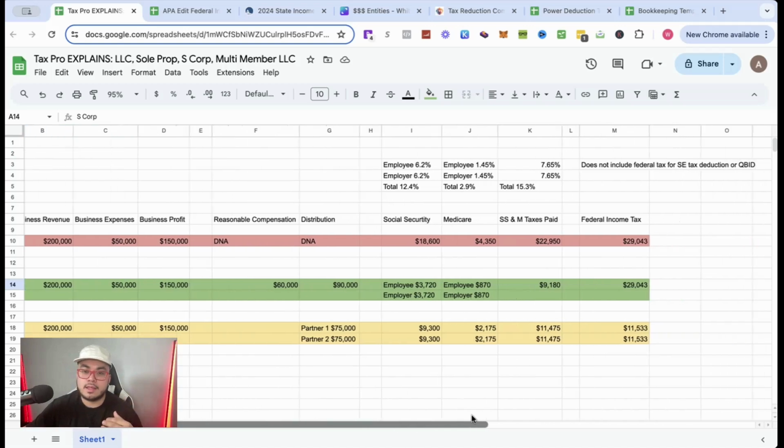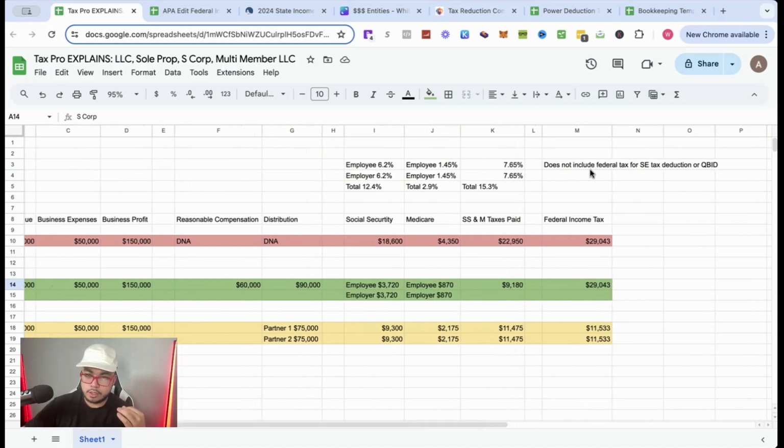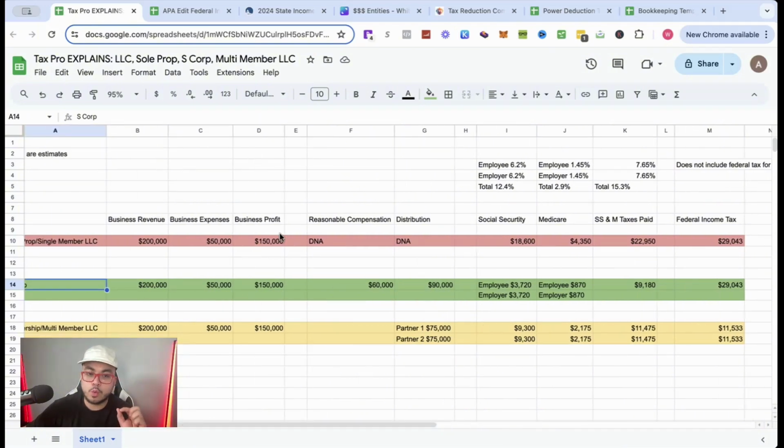And I also want to say that this does not include your deduction for paying into self-employment taxes, okay? So really, 15.3% is really around 14% that you're paying. So it's a small amount, but every percentage counts, every single dollar counts, right? And then this also does not include QBID, which is the qualified business income deduction. You usually get a 20% deduction off of your business profit.